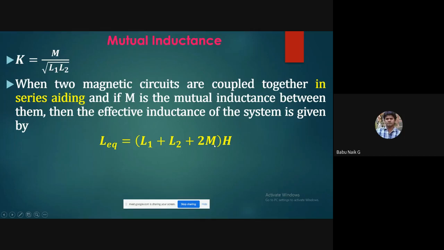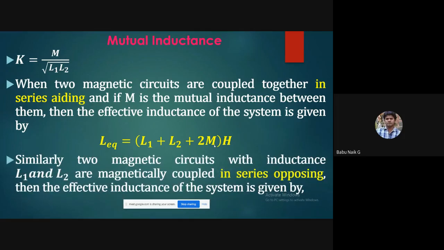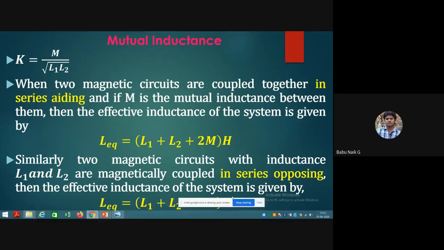Similar way, this one is aiding, and if the series circuit is opposing, you can take the equation as L1 plus L2 minus 2M in Henry. Okay, so this one is series aiding and this one is series opposing of the circuit, completely in series only. So L equivalent, the equivalent inductance, you can calculate here. Here aiding means it will be plus 2M and here opposing is minus 2M.